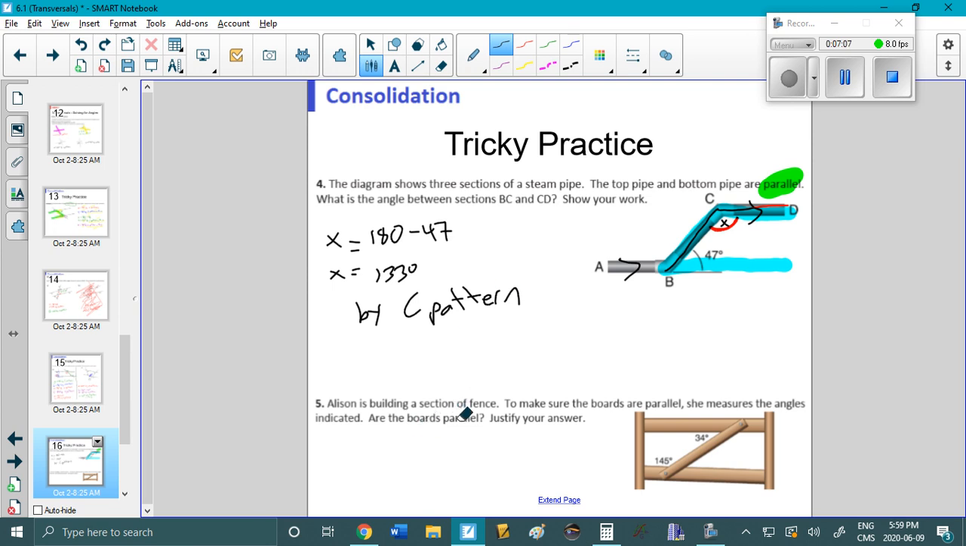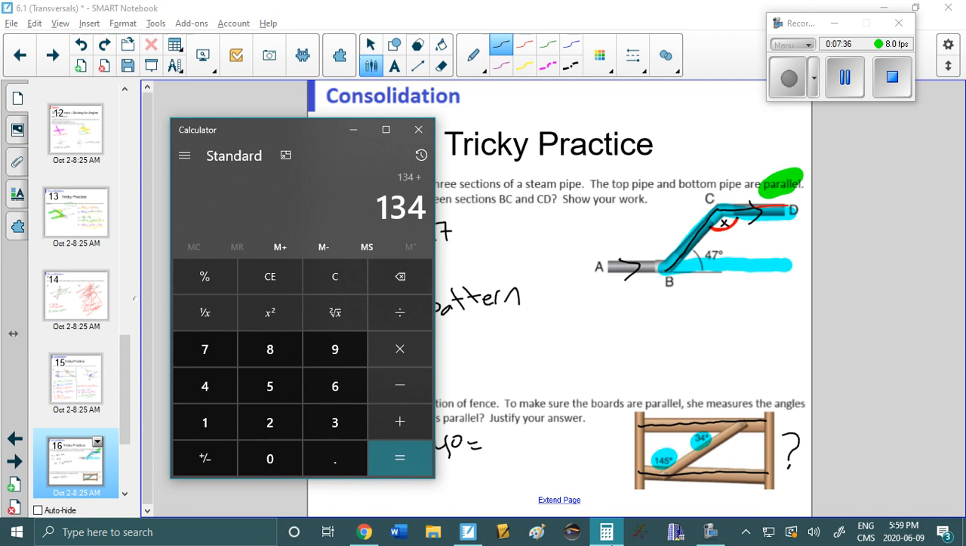Allison is building a section of fence to make sure the boards are parallel. She measures the angles indicated. Are they parallel? So we want to know, are these boards parallel? Well, if they are, and this is kind of a cool thing, if they are, what do those two angles add up to? 180 by C pattern. So if they're parallel, this should equal 180.